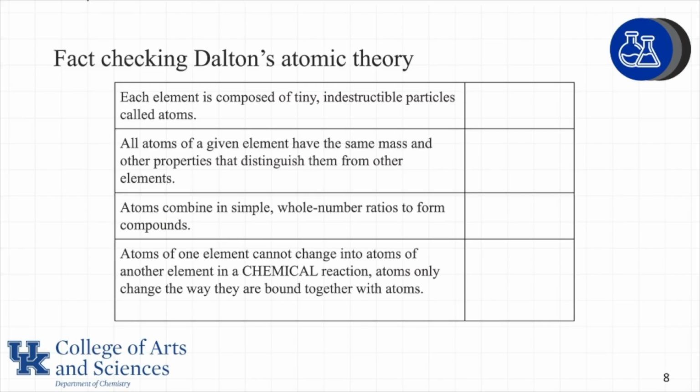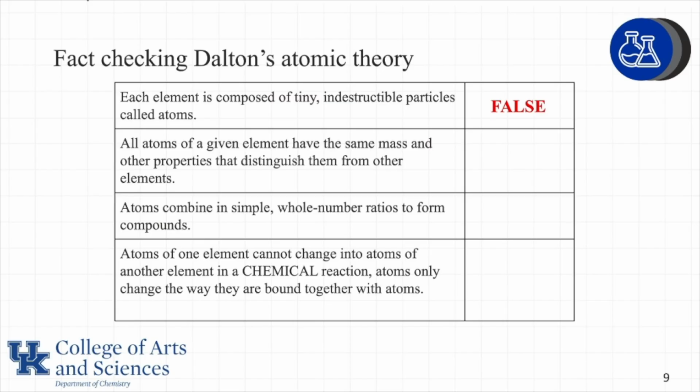Let's look at some of the details of Dalton's atomic theory, which again was back in the early 1800s. What he proposed was that each element is composed of tiny, indestructible particles called atoms. Now we know this is false, that those particles, those atoms, can actually be broken down into protons, neutrons, and electrons, so they're not completely indestructible, but understanding that those atoms were discrete things was a big deal.